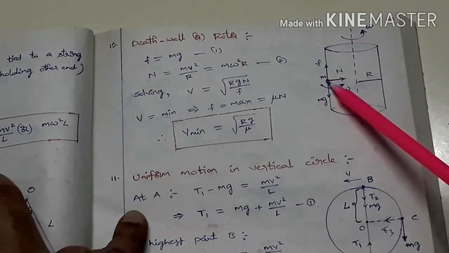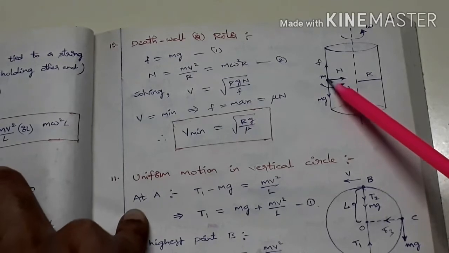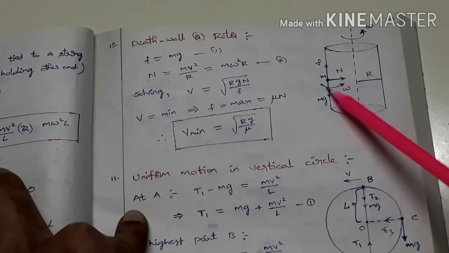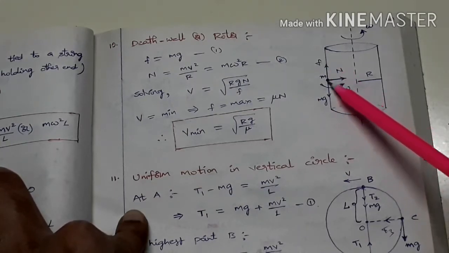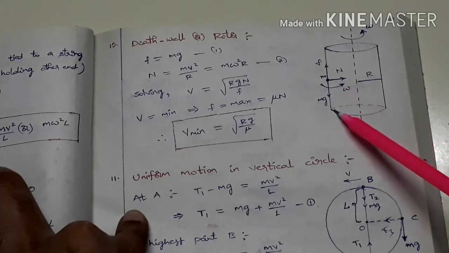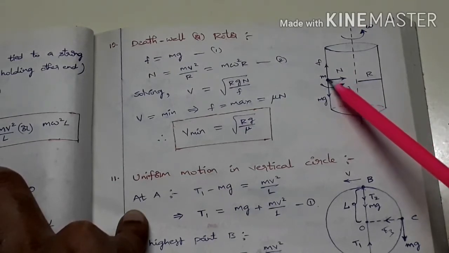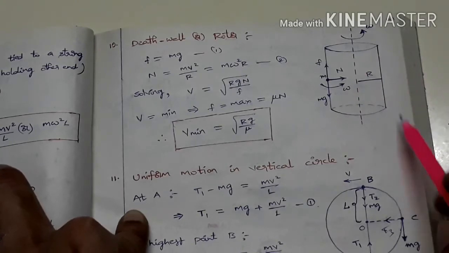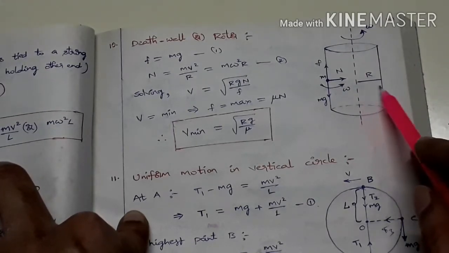So what are the forces acting on this one? If mass is there trying to stand on this wall here, what happens? It tends to skid downwards. So if any body is tending to skid in this direction, the friction will be in upward direction. So friction F is acting upwards, as usual mg is acting downwards, and since it is on this wall, normal reaction will be acting in this direction here. Here capital R is the radius of the death well.